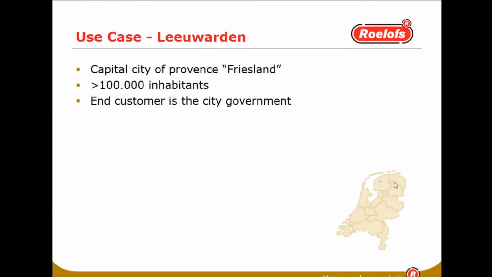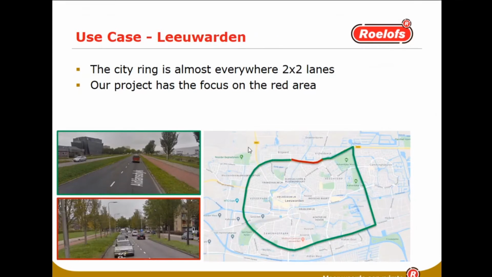Leeuwarden is a city in the north of the Netherlands, in the province Friesland. You can see it here in the north. It is a city with more than 100,000 inhabitants, so it's not a small city, but it's a common size in the Netherlands. And in this case, the customer was the city government of Leeuwarden itself, to have a traffic survey.